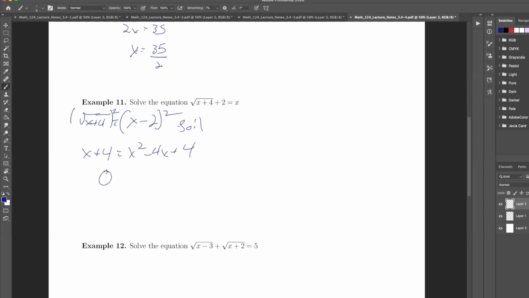Move everything over, and so I'm going to get 0 equal to x squared minus 5x plus 0. And so this is 0 equals x times x minus 5. And so here I have x equal to 0 and x equal to 5 are my two solutions. So I'm going to check them separately.